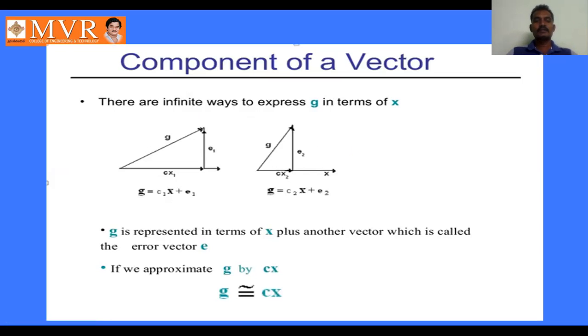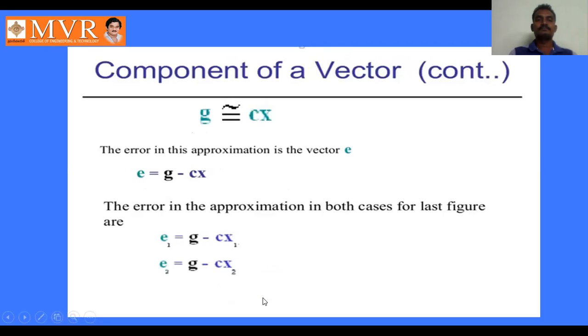If we approximate g by cx, writing the component of one vector along another vector is nothing but approximation. So g is approximately equal to cx. It is not equal to, it is approximately equal. Approximately means cx is nearly equal to g. The error in this approximation is the vector e.